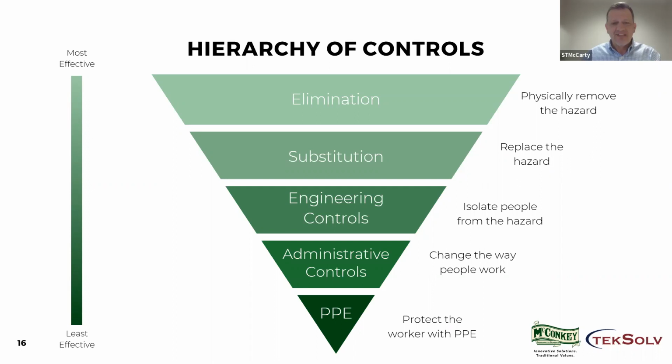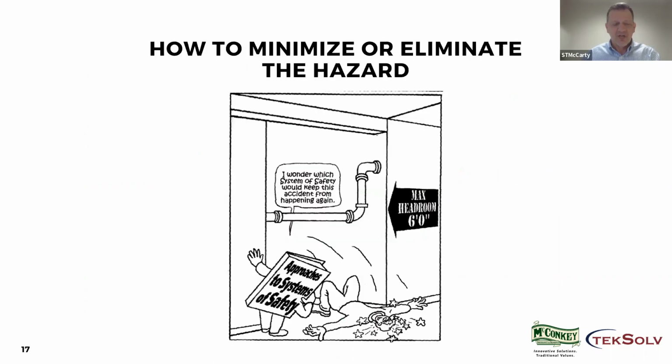The following slides are cartoons that I think illustrate this concept pretty well. So here we have the hazard. We have a tall guy and a pipe that goes down to 6 feet above the passageway. So this guy's tall. He hits his head. He's got knocked out, right? And so we've got a hazard here. How do we eliminate the hazard?